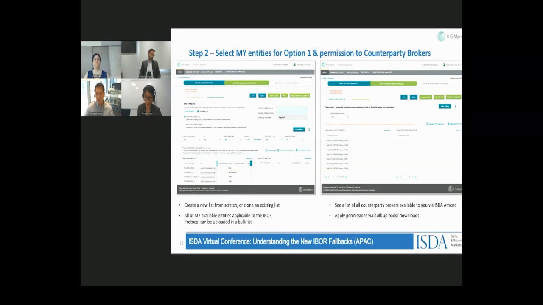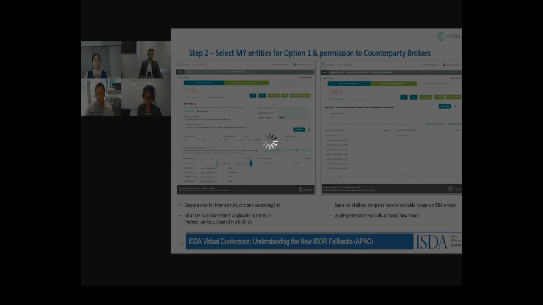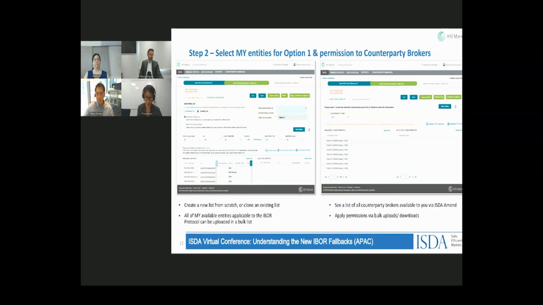Option 2 follows exactly the same process. You select the names of your clients and then select the counterparties that need to be applied. We have bulk upload features that make this a lot easier if you're a large agency, with many different clients. You can simply upload Excel files that will generate those items.